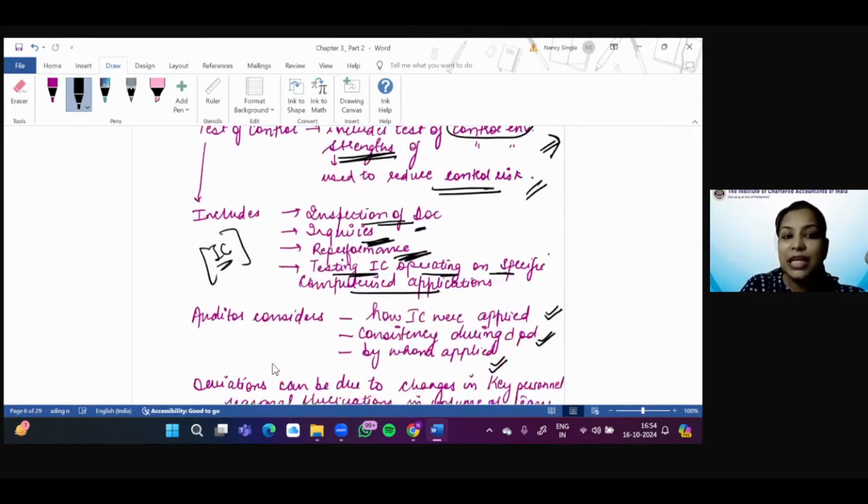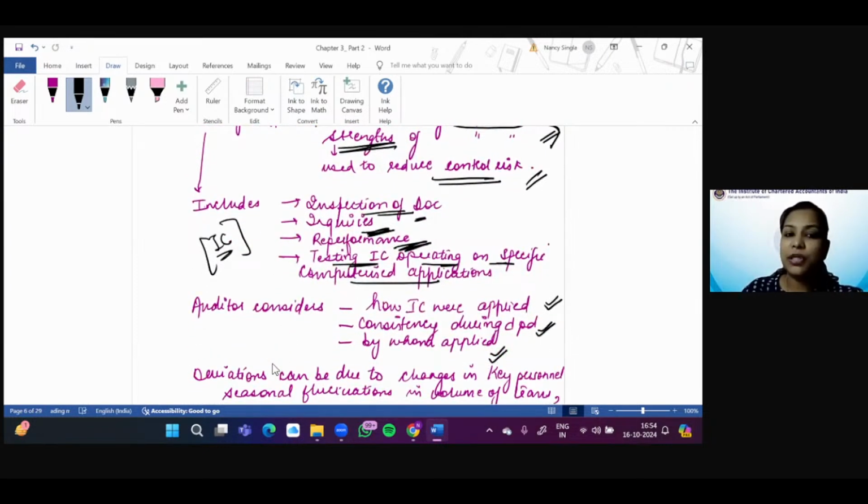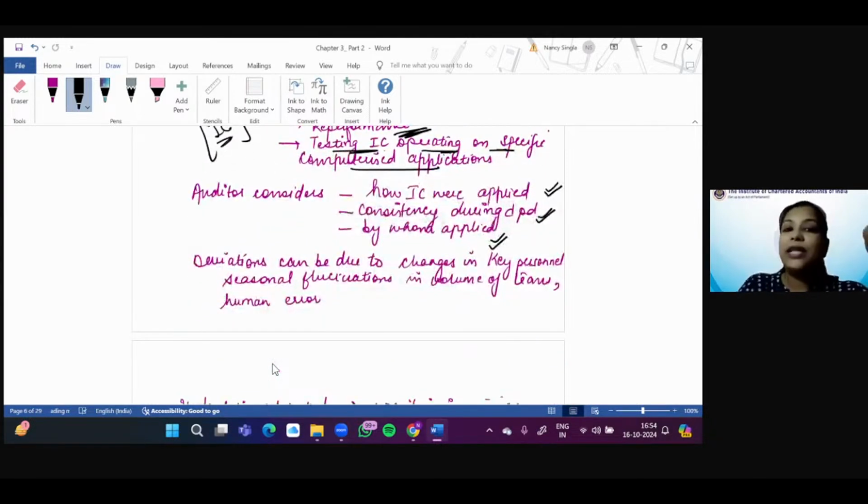The procedures that he may perform to test the control can be inspection of documents, inquiries, re-performance, or testing internal control operating on a specific computerized application, right? Now he may consider whether these are applied, how these are applied, and consistency during the period, that is, whether internal control is actually operating throughout the year. See, it should not happen that in the months of April and June the same was working, but for the next 10 months the same was not working, and by whom the same was applied.